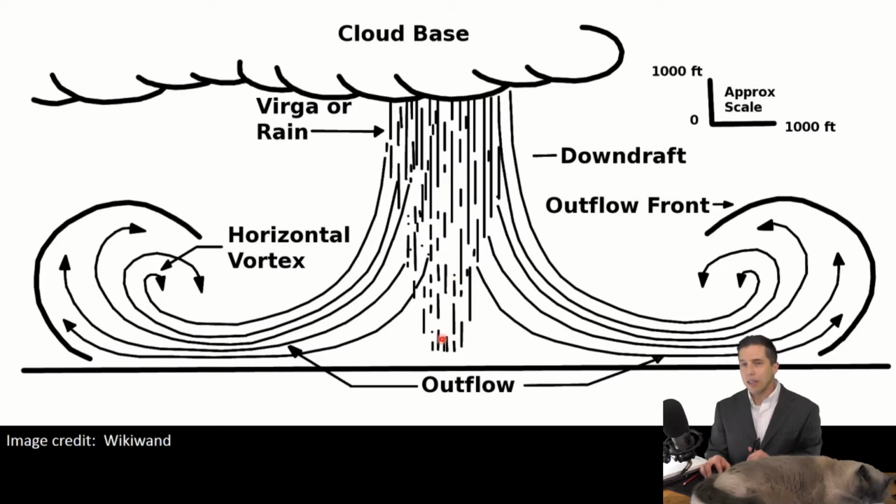And it hits, again, like I said, it can hit 70 miles an hour, and has nowhere to go except out. And so it produces these winds that move out in all directions. Those are called the outflow.